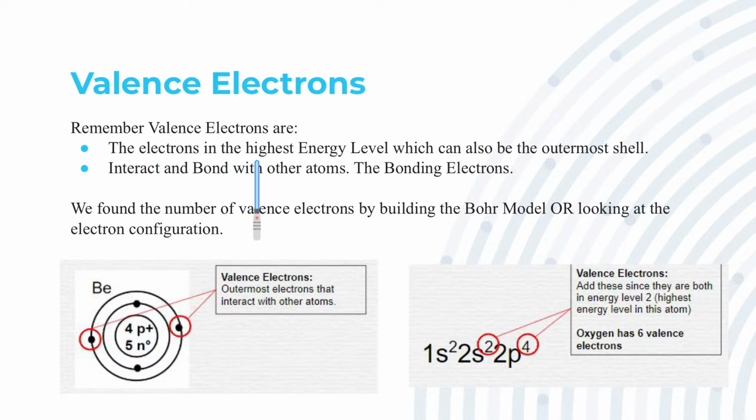Valence electrons are in the highest energy level, which can also be the outermost shell. They interact and bond with other atoms. They are the bonding electrons. They are the reason chemistry exists. We found the number of valence electrons by building the Bohr model or looking at electron configuration.